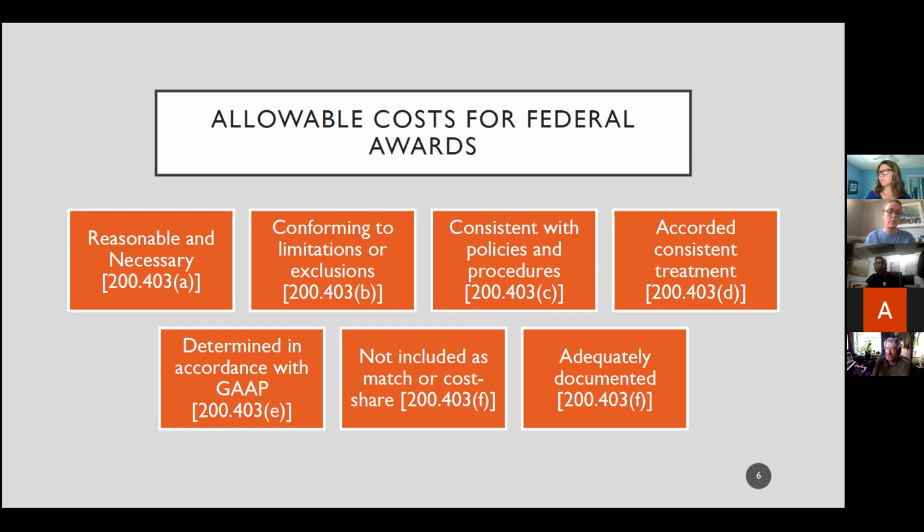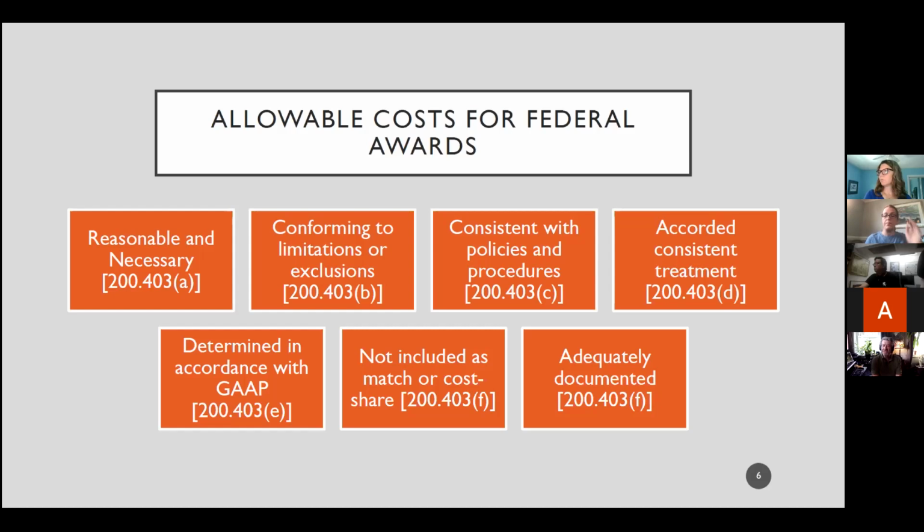So where there are limitations as to what you can spend it on under the program rules, you've got to follow those. You should have policies and procedures for both your fiscal and your program operations, and your expenditures of funds should be consistent with the organizational policies and procedures.